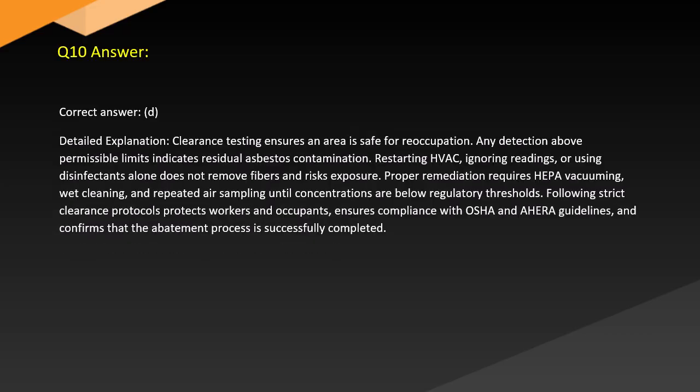Answer. Correct answer, B. Detailed explanation. Clearance testing ensures an area is safe for reoccupation. Any detection above permissible limits indicates residual asbestos contamination. Restarting HVAC, ignoring readings, or using disinfectants alone does not remove fibers and risks exposure. Proper remediation requires HEPA vacuuming, wet cleaning, and repeated air sampling until concentrations are below regulatory thresholds. Following strict clearance protocols protects workers and occupants, ensures compliance with OSHA and AHERA guidelines, and confirms that the abatement process is successfully completed.